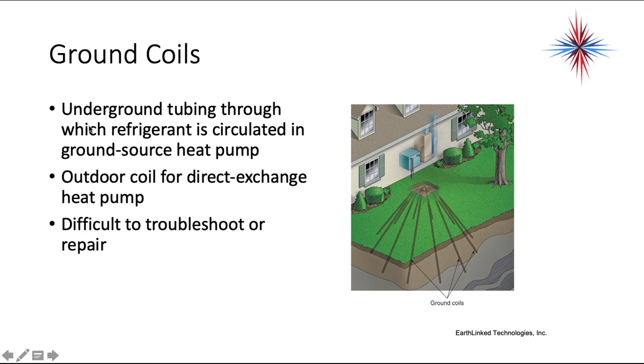Ground coils is underground tubing through which refrigerant is circulated in a ground source heat pump. The outdoor coil is direct exchange for the heat pump. In other words, out of our compressor or out of our heat pump outdoor cabinet, we actually go to a distributor that's buried underground and circulates refrigerant through ground coils. Okay, it's very difficult to repair or troubleshoot. You cannot find leaks easily in these coils.